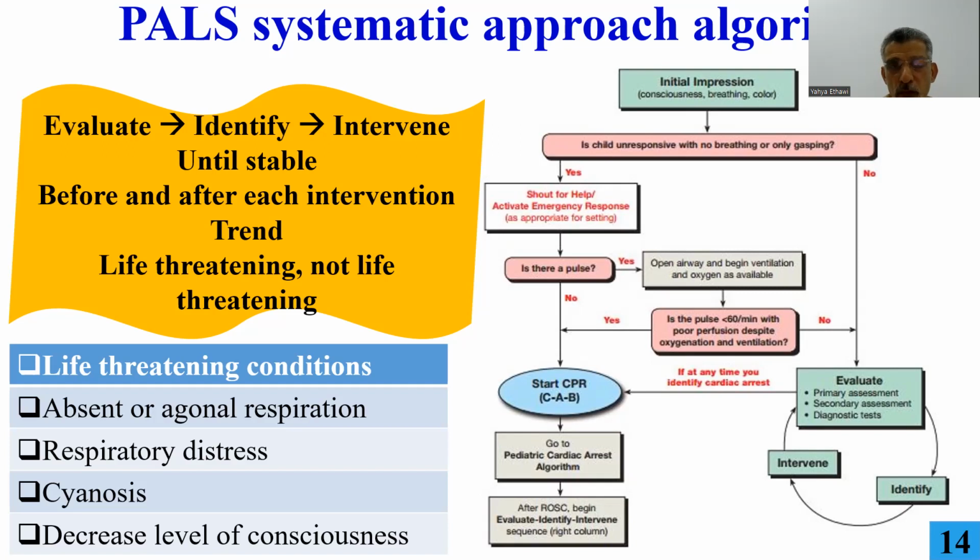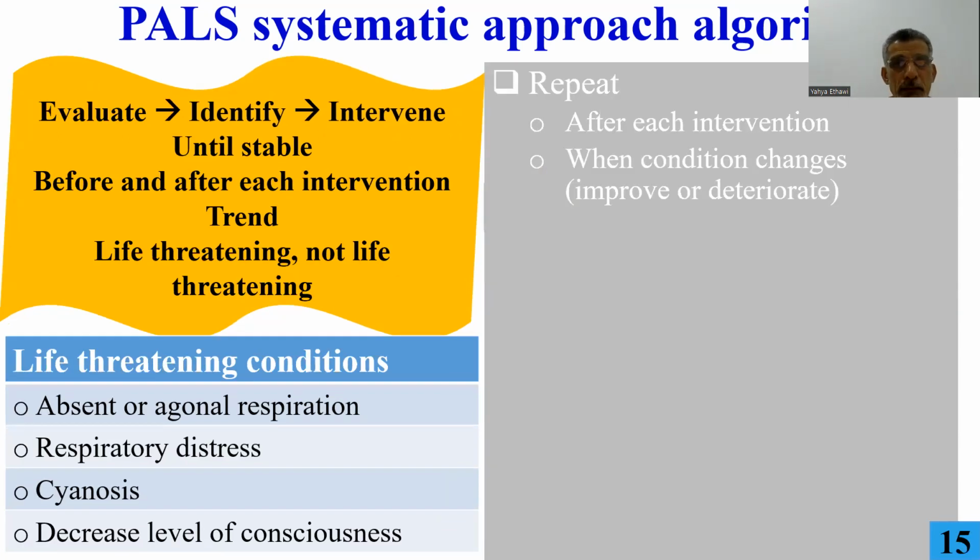So when you evaluate and identify, we always have to say whether it's life-threatening or non-life-threatening. We evaluate after each intervention, and whenever the condition changes, whether it improves or deteriorates. What's our cycle? Evaluate, identify, intervene. How long should it take? One to two minutes. For a newborn, it should take 30 seconds.